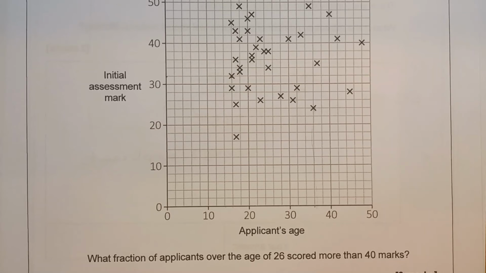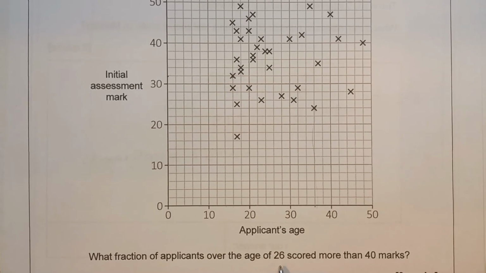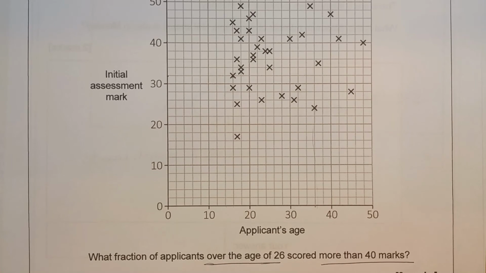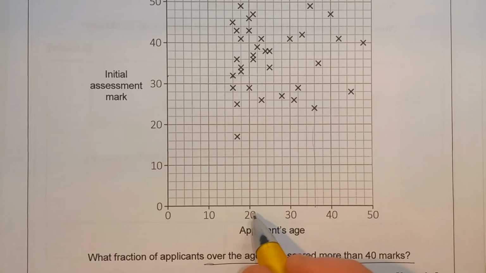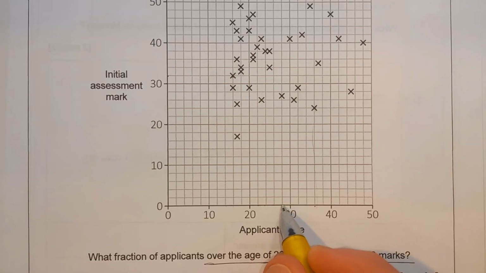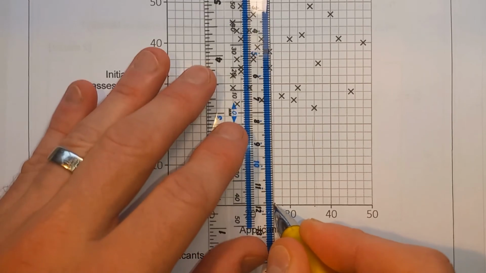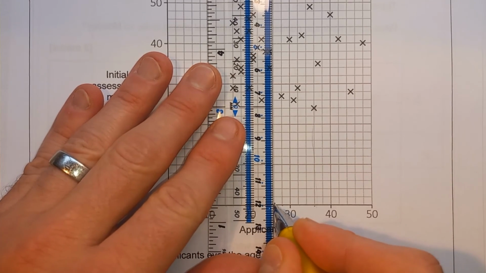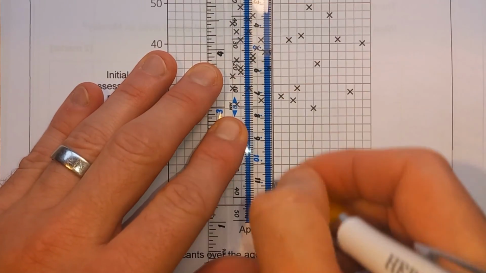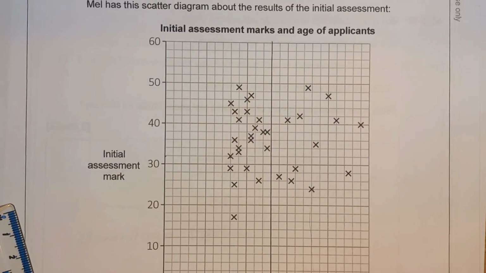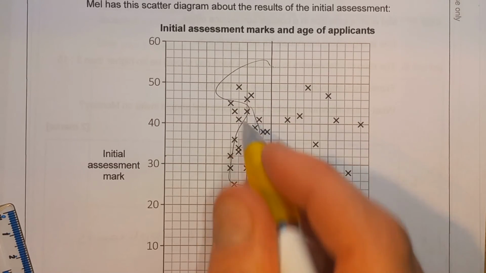And the question is, what fraction of applicants over the age of 26, so that's important, scored more than 40 marks? The first thing is that we're only interested in the ones over the age of 26. As we said, we're going up in 2s here, 22, 24, 26, 28, 30. So I can draw a line straight up at 26, because we're only interested in the ones over, so we don't care about any of these people.